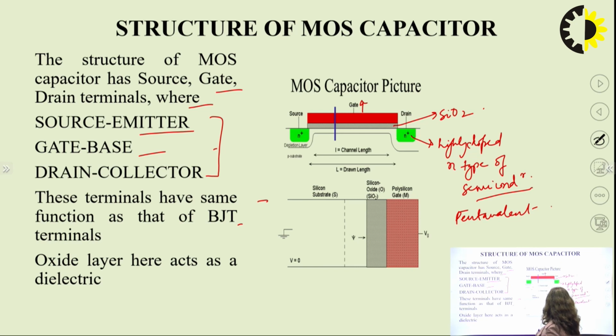In the figure below we have represented the same thing in a particular way: the silicon substrate here, then the SiO2 layer, then the polysilicon gate. So we have the gate, then we have a source, and the structure of the MOS capacitor is the same. Here the silicon substrate, then silicon dioxide, then polysilicon gate. The channel length is L, the drawn length is L here. The depletion layer is in between the substrate and the gate, and the overall picture is the same as the BJT transistors.